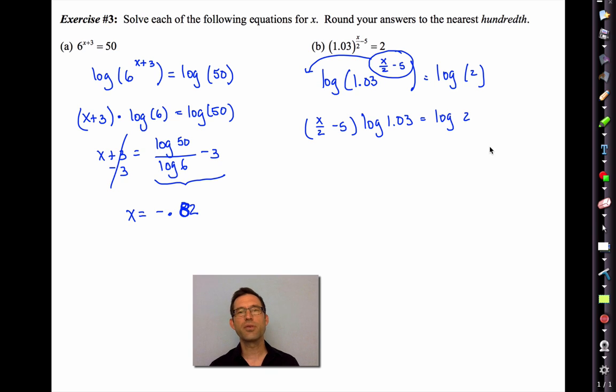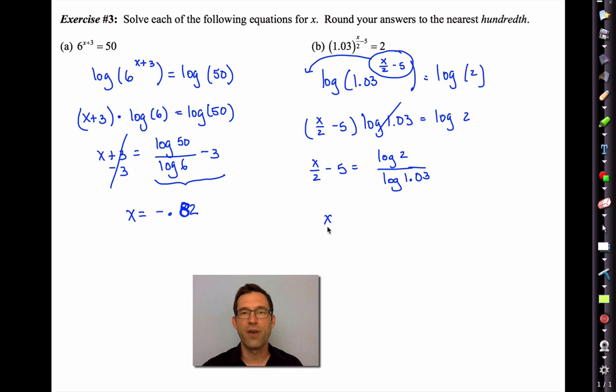Now again, I really want you to understand, when we look at this equation and we think, I'm solving for x, let's talk about how to do it. We took x and we divided by 2, then we subtracted 5, then we multiplied by log of 1.03, right? So we can easily undo this by first dividing both sides by log of 1.03. You don't want to distribute that log of 1.03. You just want to divide by it on both sides to get rid of it.